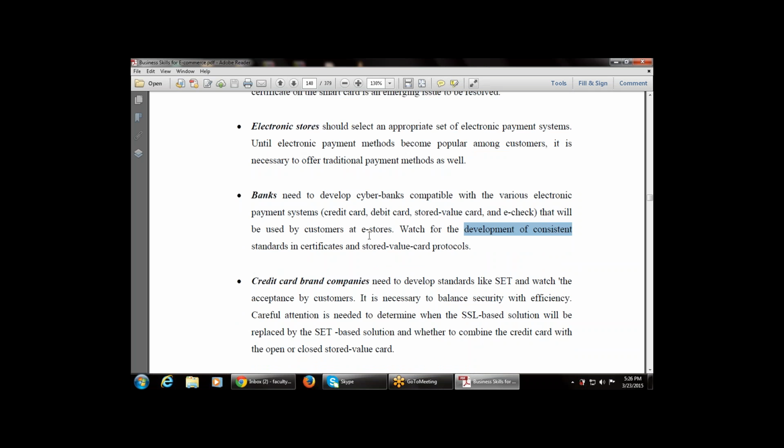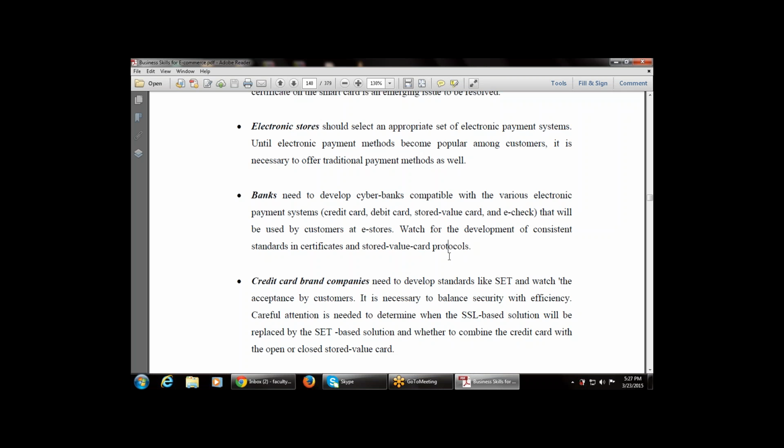Watch for the development of consistent standards in certificate and stored value card protocols. There must be a managerial process that deals with the various protocols, which are included with the various systems. What are the protocols? Like SET, the secure electronic transaction, or SSL, the secure socket layer. Various protocols are used for the various stored value card procedures.